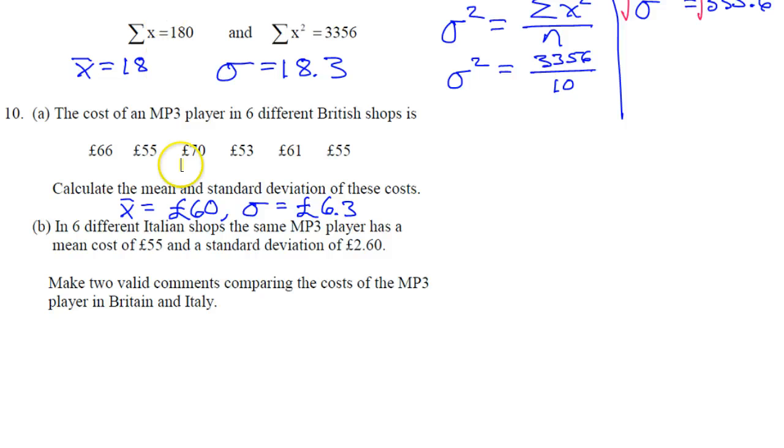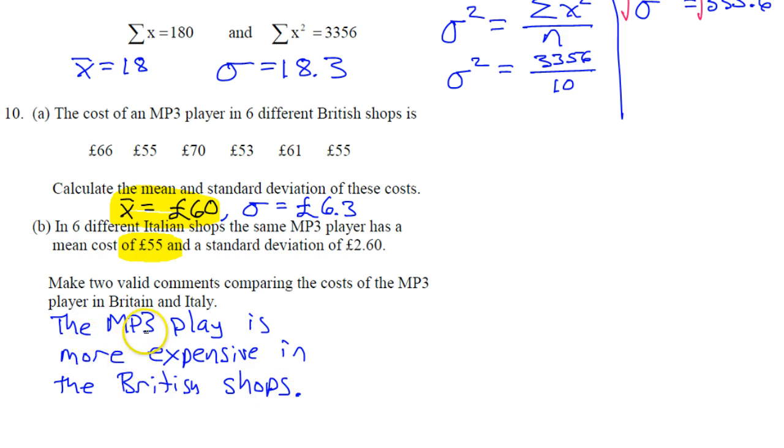Okay, so as we've done before, our first comparison will be based on the mean. So let's compare this mean of 60 with a mean of 55. So obviously, 60 pounds is more expensive. So the MP3 player is more expensive in the British shops. So let's write that down as our first comparison. And of course, I'm basing that on the mean price. Notice how I'm not just saying that the mean is higher. Put it in context. Say it's more expensive.